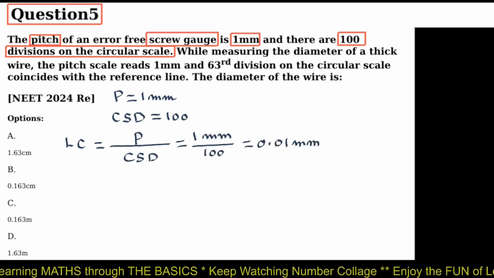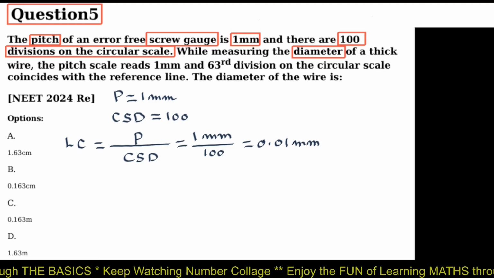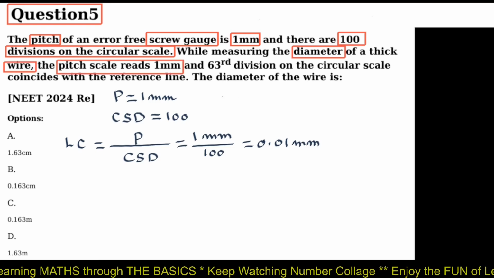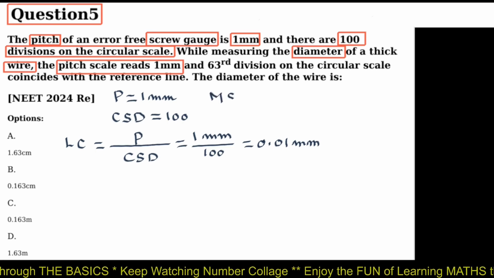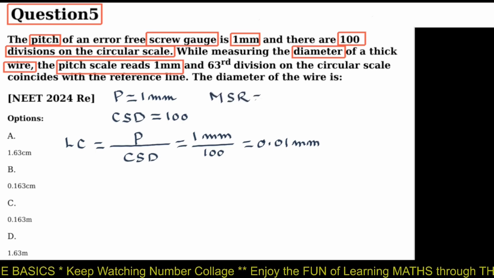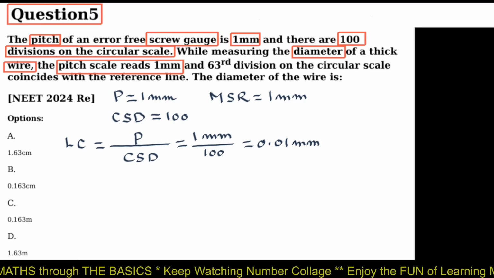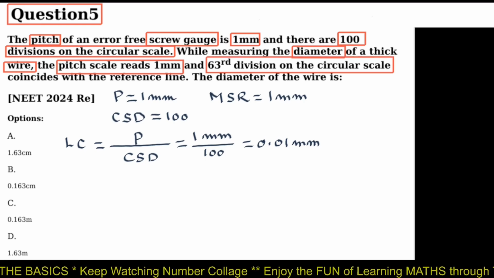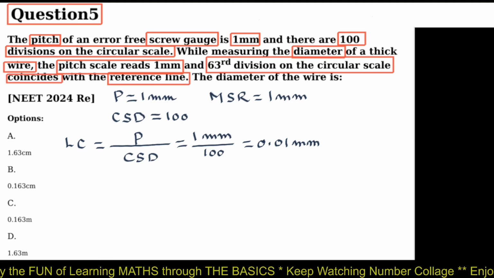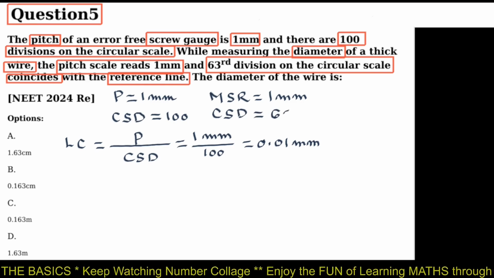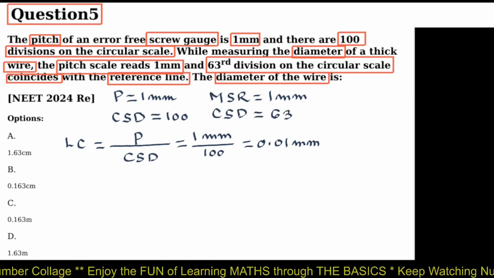While measuring the diameter of a thick wire, the pitch scale reads 1 millimeter. That gives us main scale reading of the screw gauge to be 1 millimeter, and 63rd division on the circular scale coincides with the reference line. That means circular scale divisions are 63. We have to find the diameter of the wire.